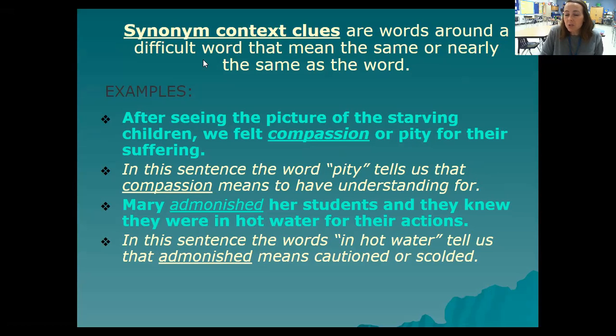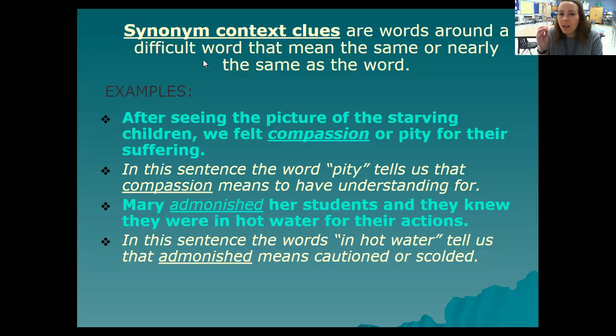So sometimes if there's a difficult word, the author will give us a synonym for that word in the text. So let's look at some examples. It says, after seeing the picture of the starving children, we felt compassion or pity for their suffering. So in this sentence, our difficult word was compassion, and the author gave us a synonym that means almost the same thing, and that word is pity.